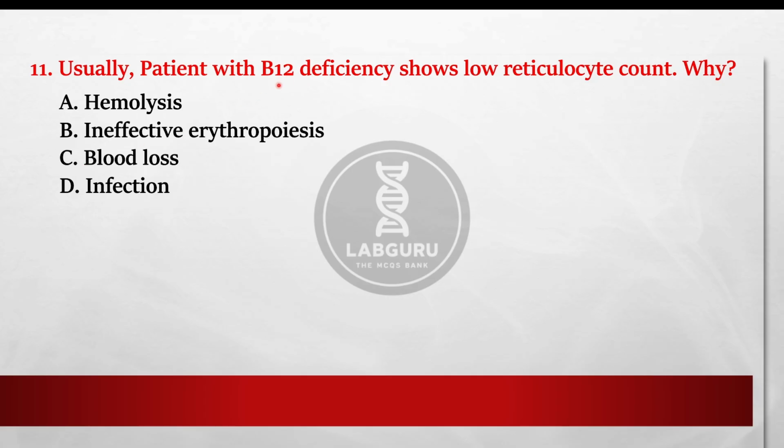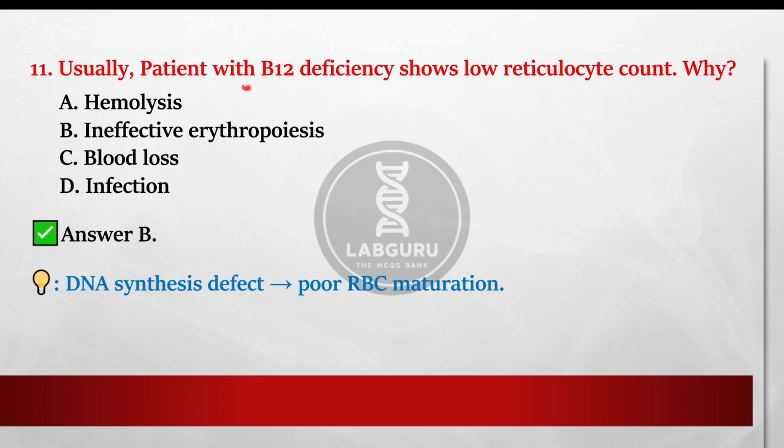As we know, vitamin B12 is essential for DNA production. The red cell precursors like erythroblasts in bone marrow cannot divide properly if there is a deficiency in vitamin B12, which leads to the formation of large, abnormal, and fragile cells, which are also known as megaloblasts. So here the right answer is option B, that is ineffective erythropoiesis. Because due to the vitamin B12 deficiency, DNA synthesis will be defective and it causes poor RBC maturation. So the right answer is option B.